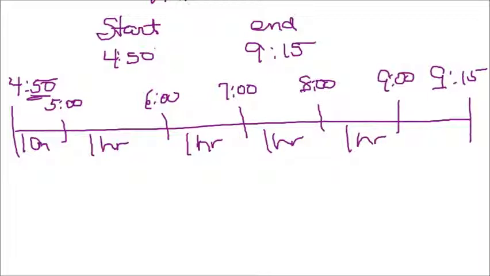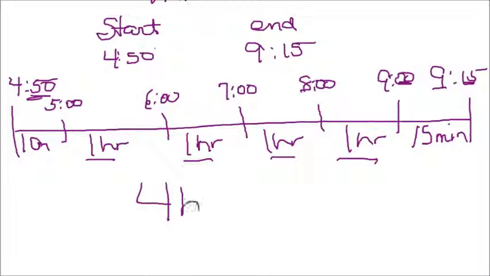Alright, so now I'm at 9 o'clock. I don't need to add any more hours. So now I'm going to look at the minutes. From 9 o'clock to 9:15 is 15 minutes. So I'm going to add my hours first to find my total time. 1, 2, 3, 4 hours. And then I add my time. 10 minutes, again, plus 15. We did one like that before, didn't we? That is 25 minutes. So from 4:50 to 9:15 is 4 hours and 25 minutes.